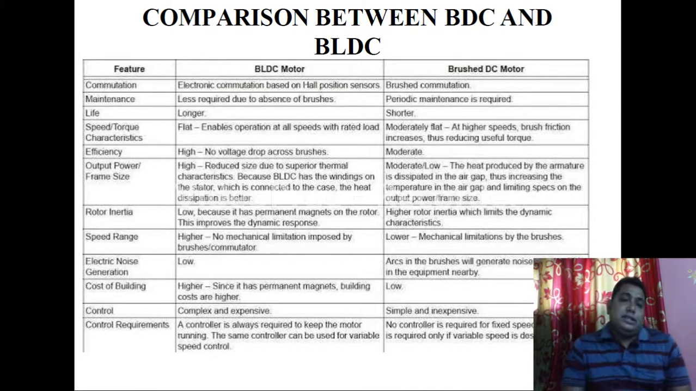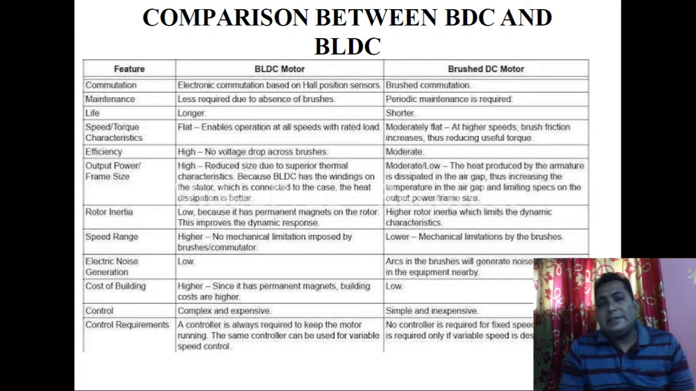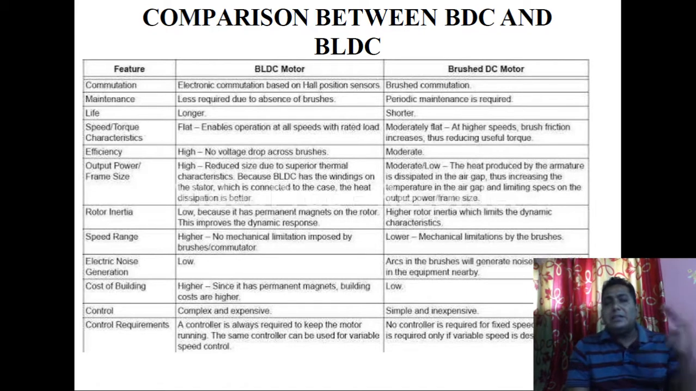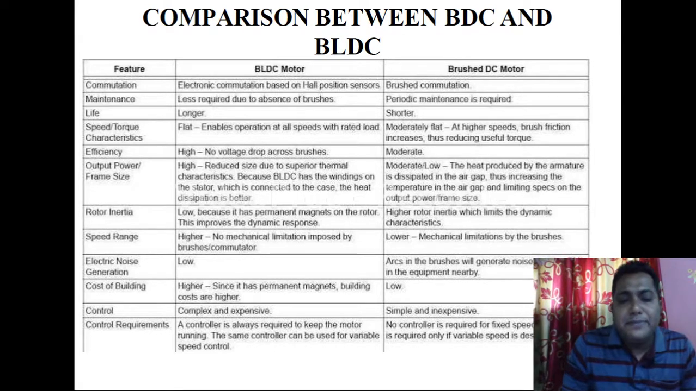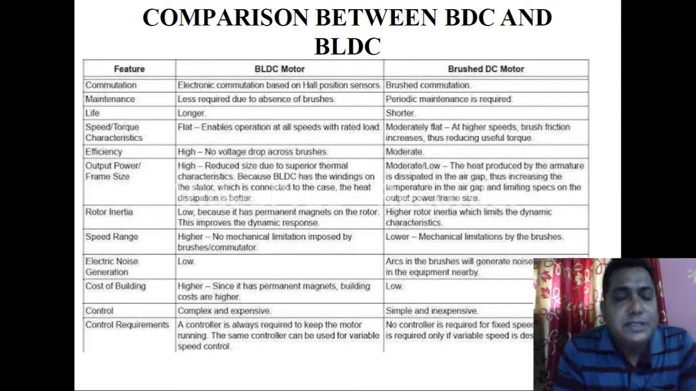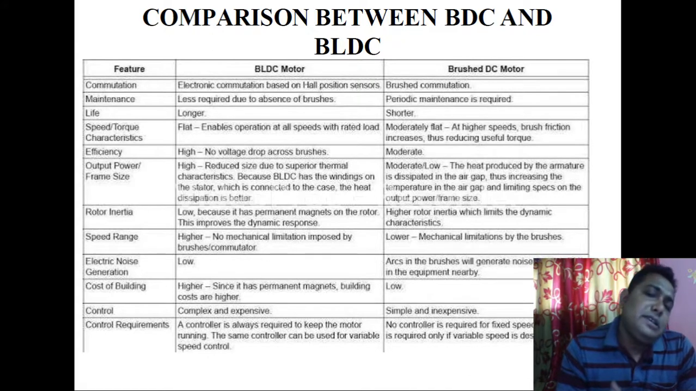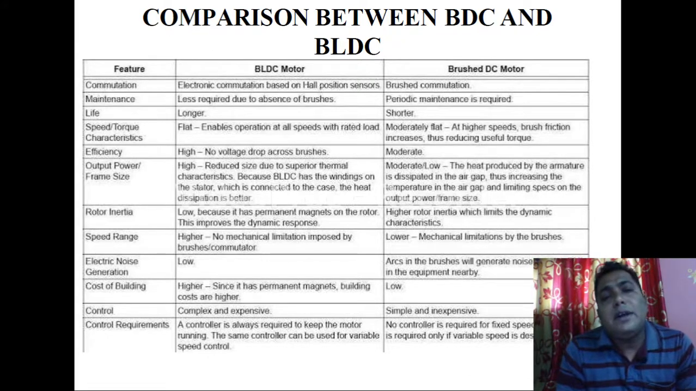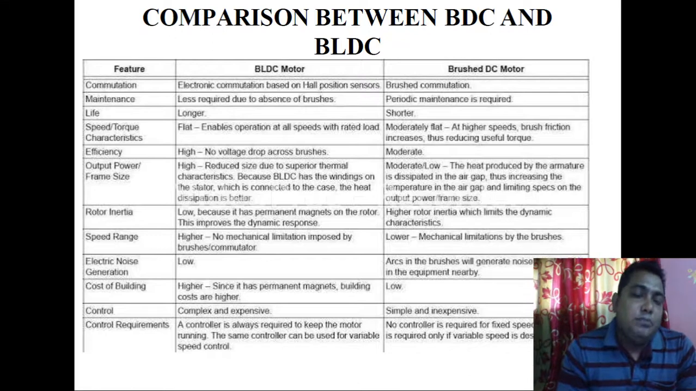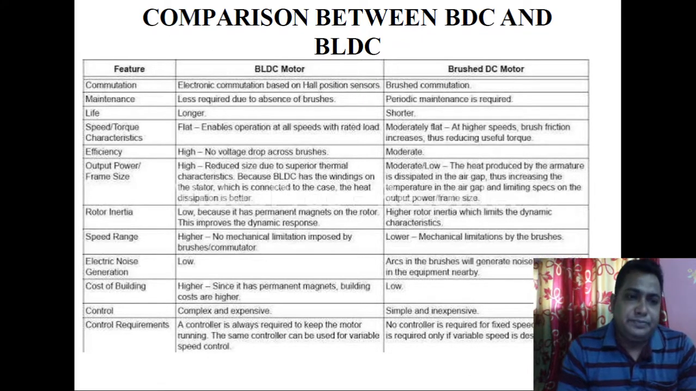Now this is important. That is a brushed DC motor. There is a difference between the brushed DC motor and the brushless DC motor. There are some parameters depending upon which we can make some difference over here. So let us see what the differences are. First we will start with the commutation. In a brushless DC motor there is electronic commutation based on Hall position sensors, and in case of a brushed DC motor there must be brush commutation.